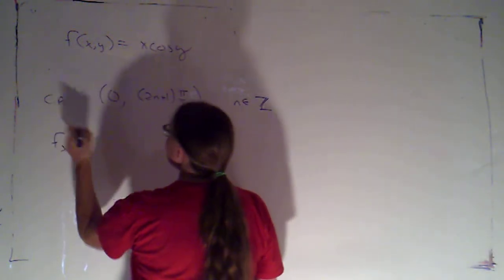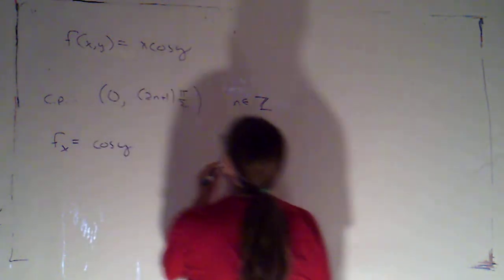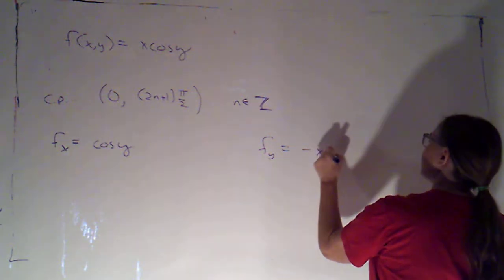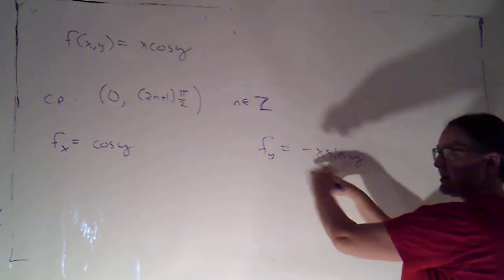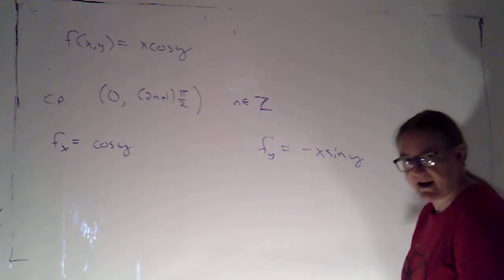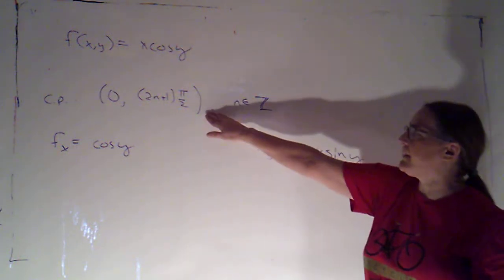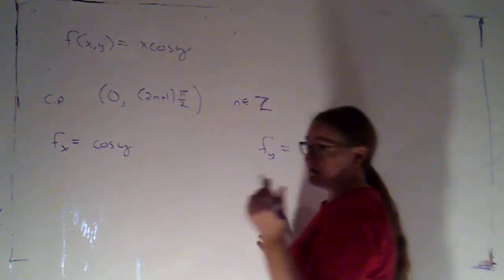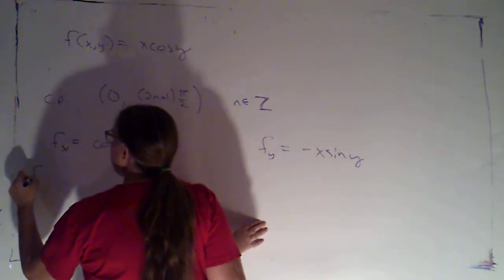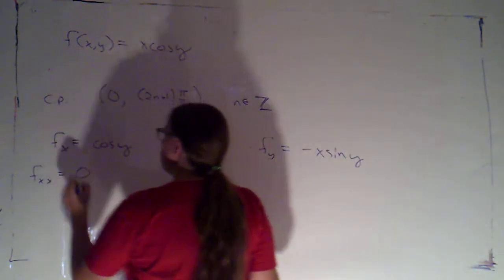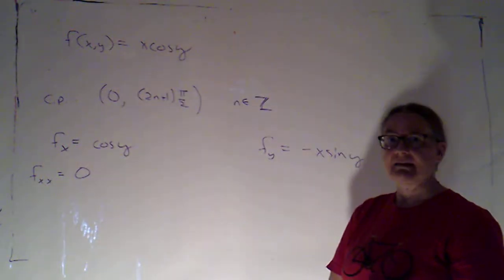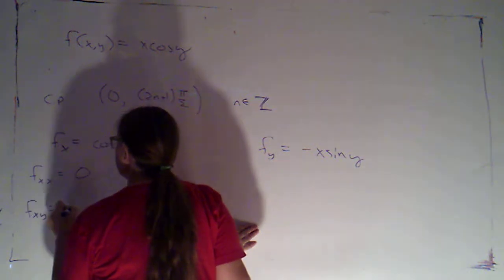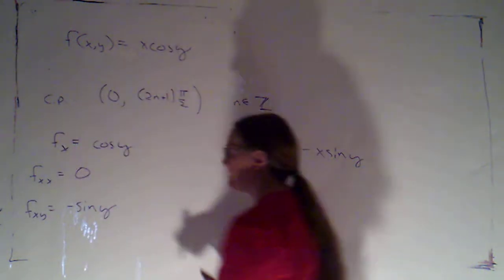f sub x is just cosine of y, and f sub y is negative x sine y. We had determined that, of course, in finding the gradient to figure out that these were the points that made that gradient equal 0. I need to know them now because I need to know my second partials. So f sub xx is just going to be 0 because there are no x's in that formula. f sub xy will equal negative sine y.